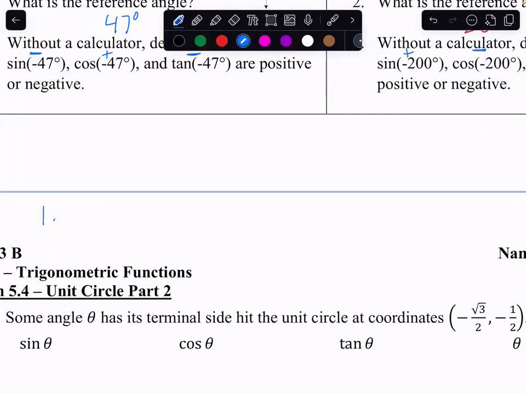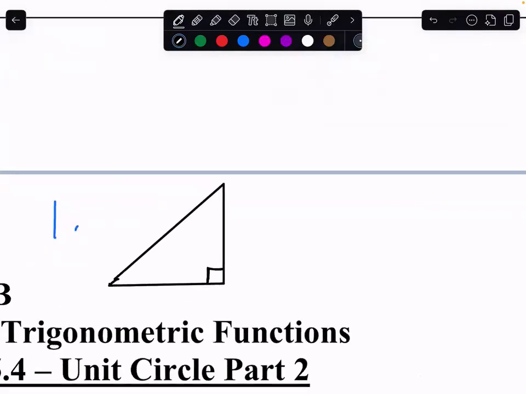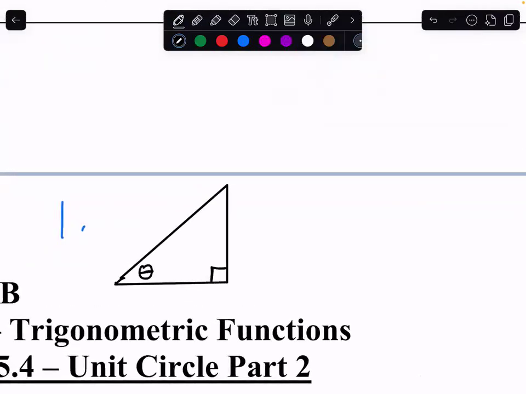Okay, so I asked you to explain the relationship between the coordinates and the trig values. So we saw this last class, but we didn't really explain the reason fully, so let's do it right now. Let's just draw some random right triangle. For unknown angles, we use the Greek letter theta. So this angle can be anything. It can be 30 degrees, 45, something random like 17 degrees.